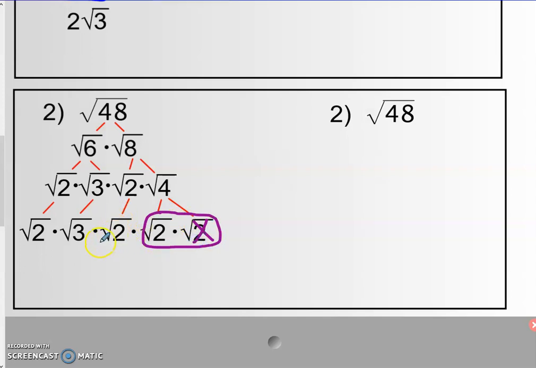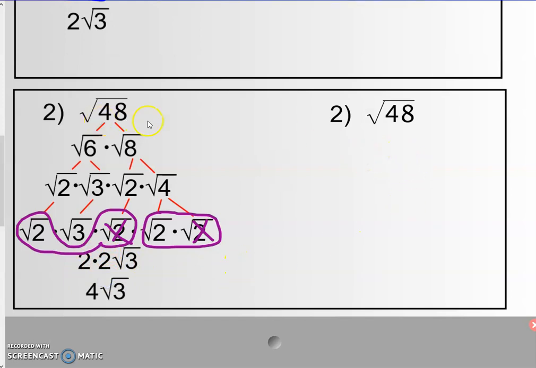Oh, I see another pair of 2's here and here. So one of these 2's gets out. The other one, not going to make it. And this 3 doesn't have a twin. So let's see. We got 2 2's to come out and a 3 that's still trapped. And of course, let's clean up the outside here. 2 times 2, 4 radical 3.